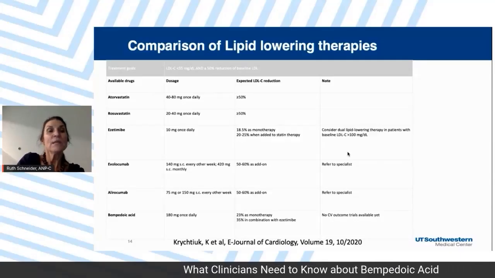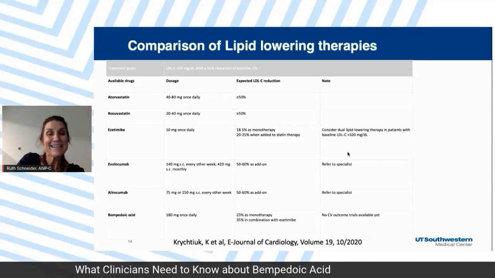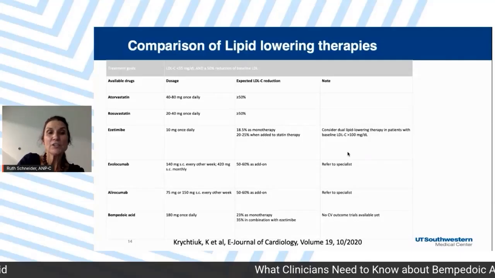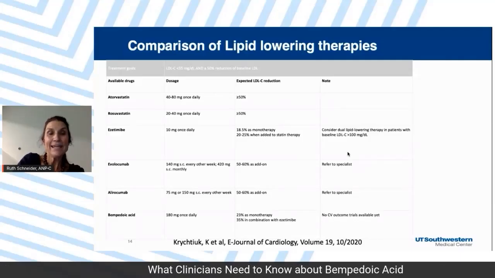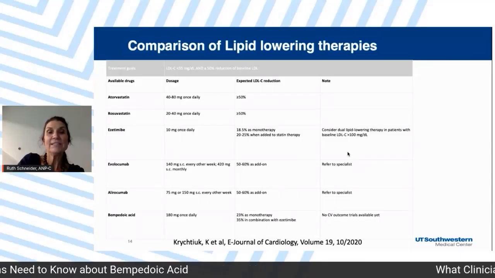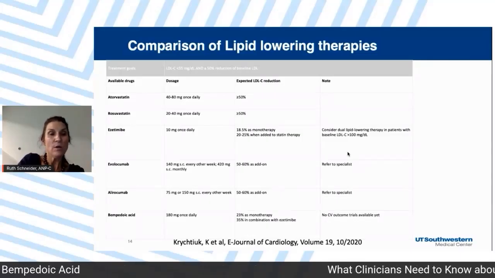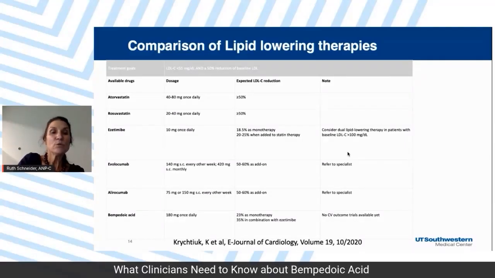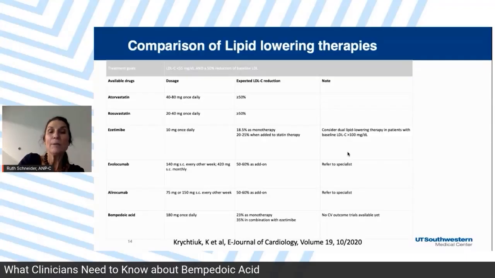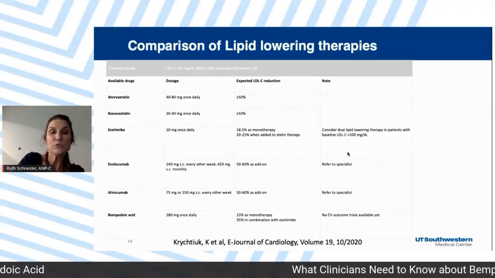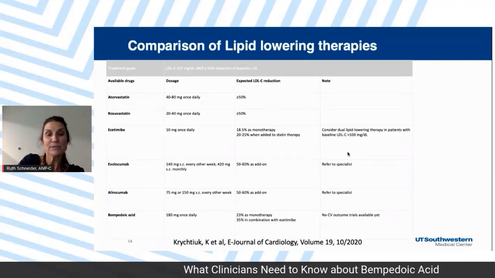Then looking at the PCSK9 inhibitors, evolocumab, alirocumab. Remember, these are both sub-Q injections, one injection every 14 days. When they are used as add-on therapy, can reduce the LDL by 50 to 60%. Now we have bempedoic acid, 180 milligrams a day. It can reduce as monotherapy the LDL by 23%. In combination with ezetimibe, can reduce the LDL by 35%.